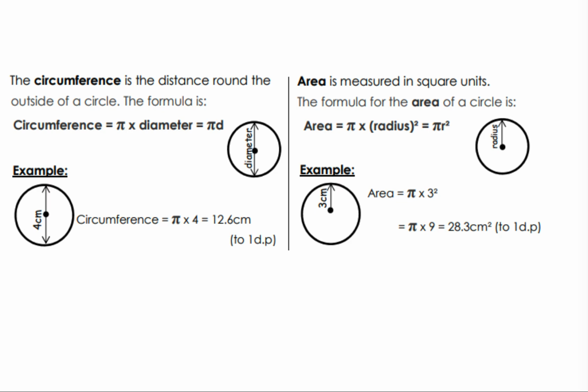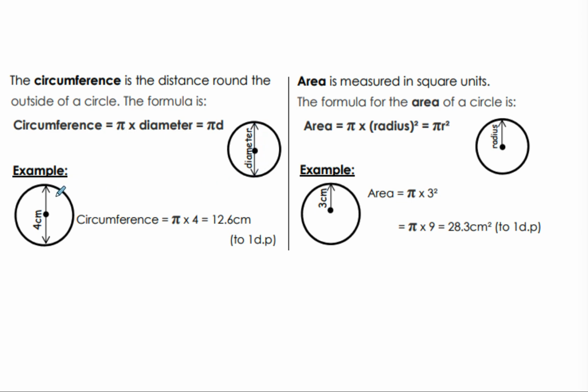Today we are reviewing circumference and area of circles. So just as a reminder, circumference is the distance around the outside of a circle. Our formula is pi times diameter. Diameter is the distance all the way through the circle from one edge through the center to the other.